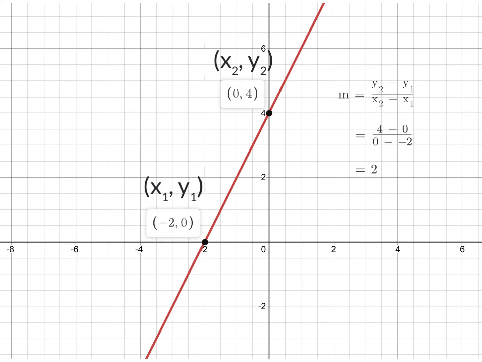So using the formula, y2 minus y1 over x2 minus x1, just plugging in those numbers. So you get 4 minus 0 over 0 minus -2, which gets you 4 over 2, or 2. So the gradient of that line is 2.